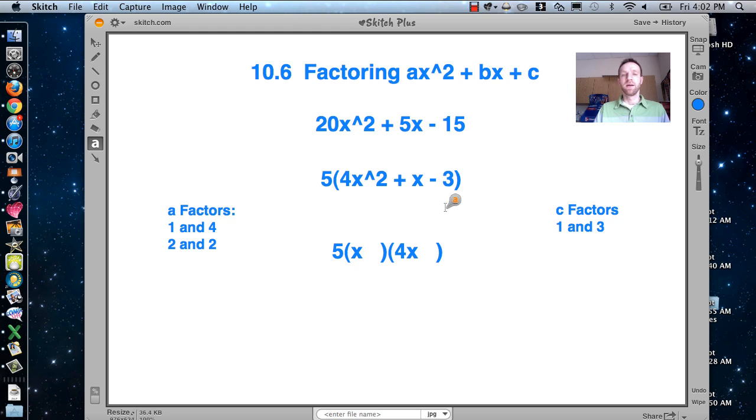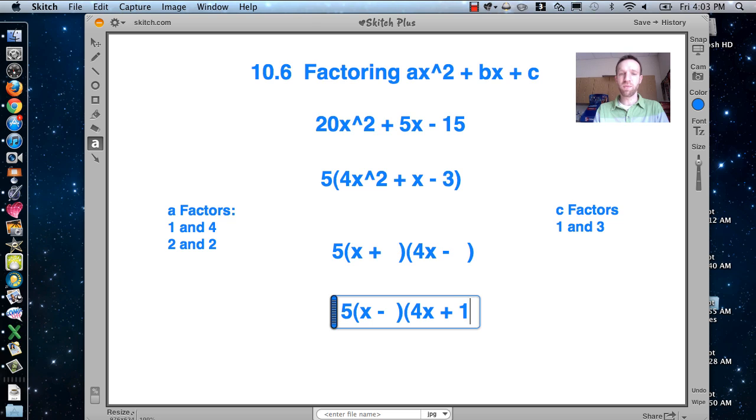Now, the other thing to think about is whether this is going to be a plus plus, minus minus, or a plus and a minus type of pair of binomials. Because negative 3 is here, you know you're going to have one being a plus and the other one being a minus. Because of that, we should probably have two examples down here where one is x minus a number, and where the other one is maybe 4x plus a number. Remember, the order does matter.